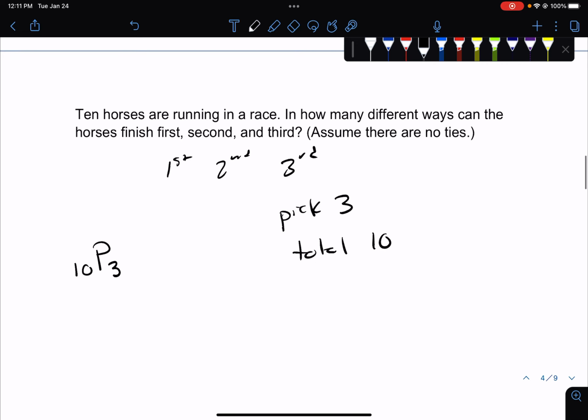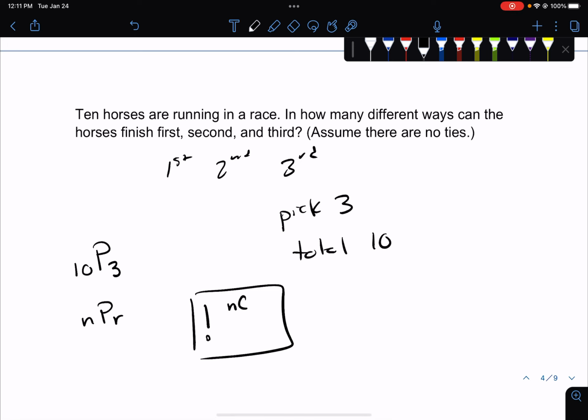Now, on your calculator, there's a button that looks like this, nPr. Every calculator that we use in this class has it. On the black calculator, there's a button that looks like this. It has an exclamation point, and then it says nCr and nPr. All right, the first time you click it, you're going to get an exclamation point. If you click it again, you'll get nCr. If you click it a third time, it changes to nPr.